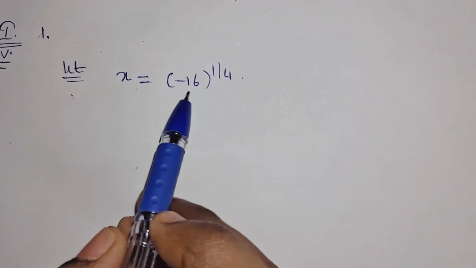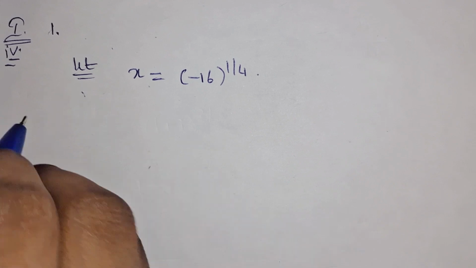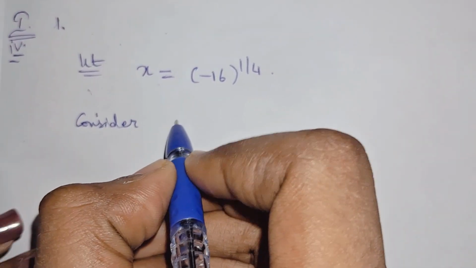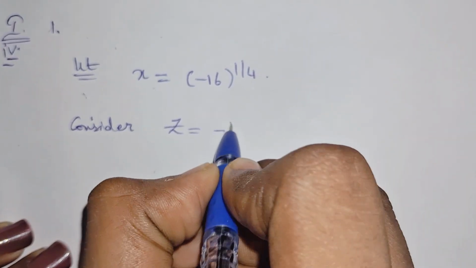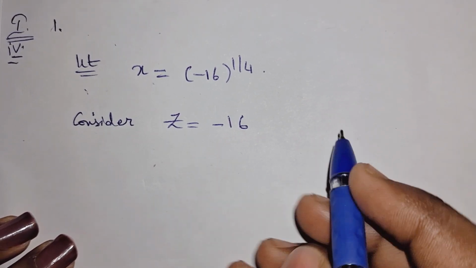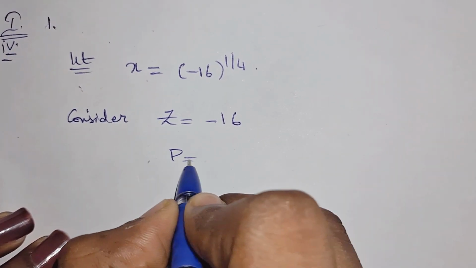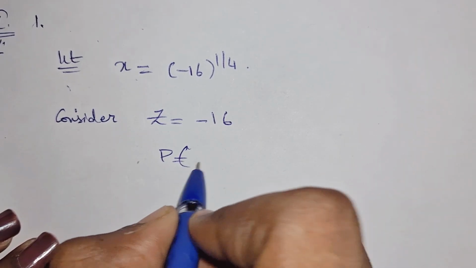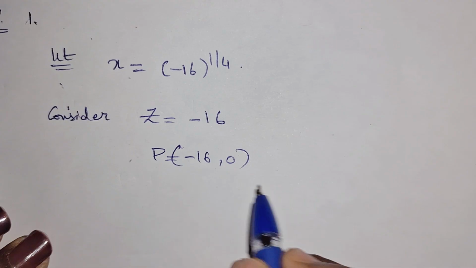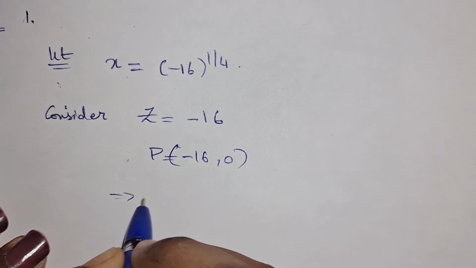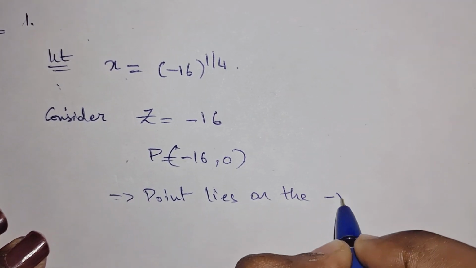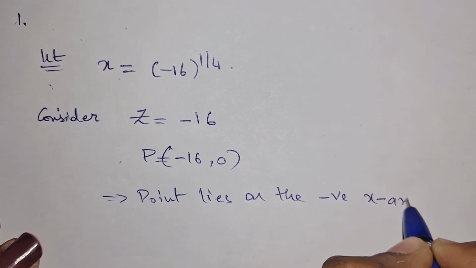Let x equals minus 16 to the power 1 by 4. Therefore, consider z equals minus 16. This is just a number, therefore this is a real part. If we write the point P(x, y), we get it as minus 16 comma 0. Here x is negative and y is 0, therefore the point lies on the negative direction of the x-axis.